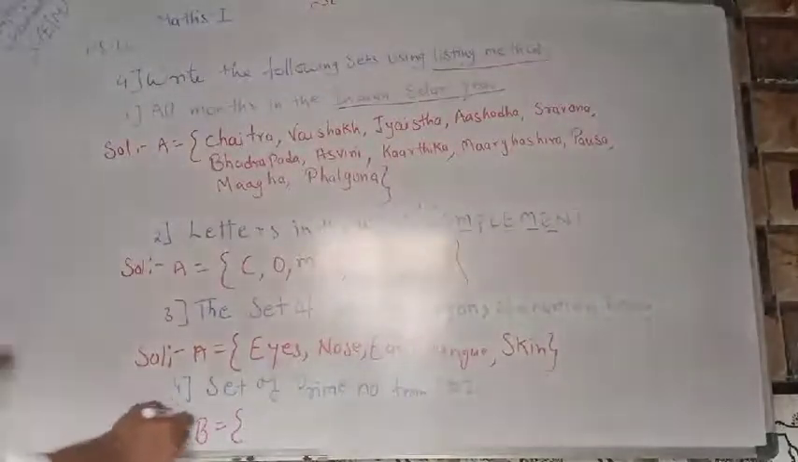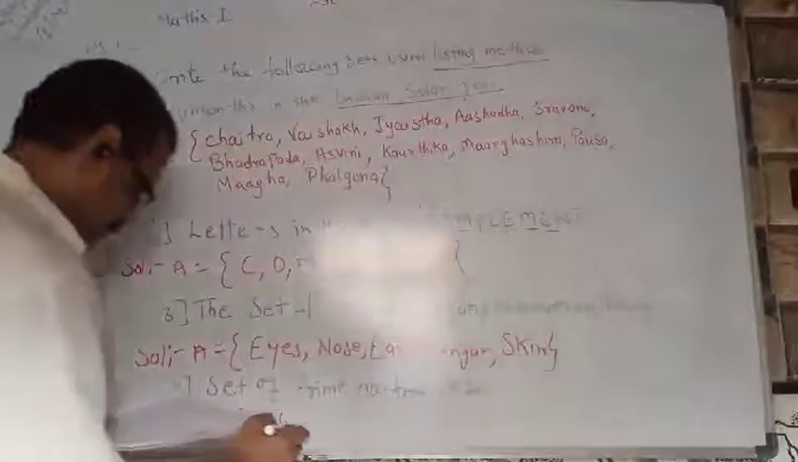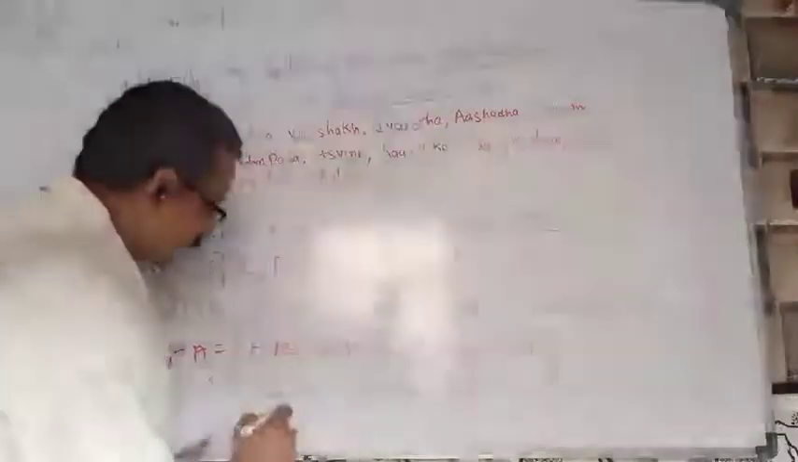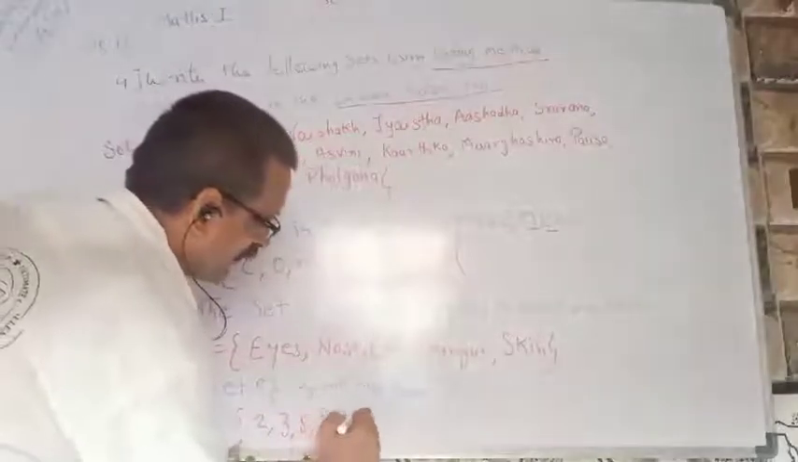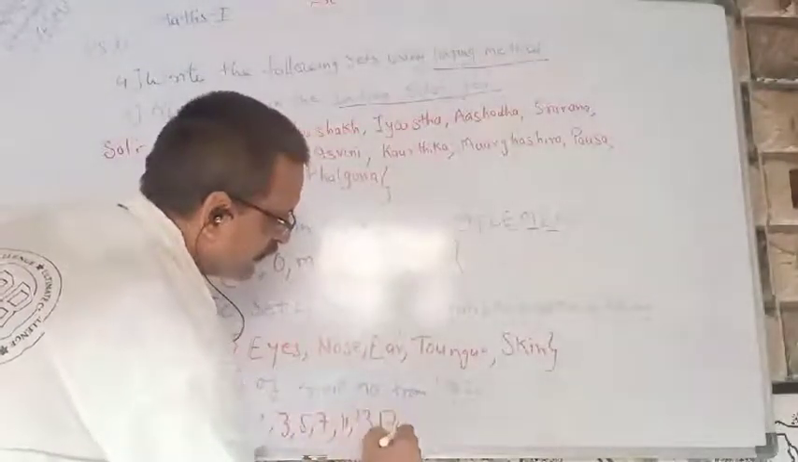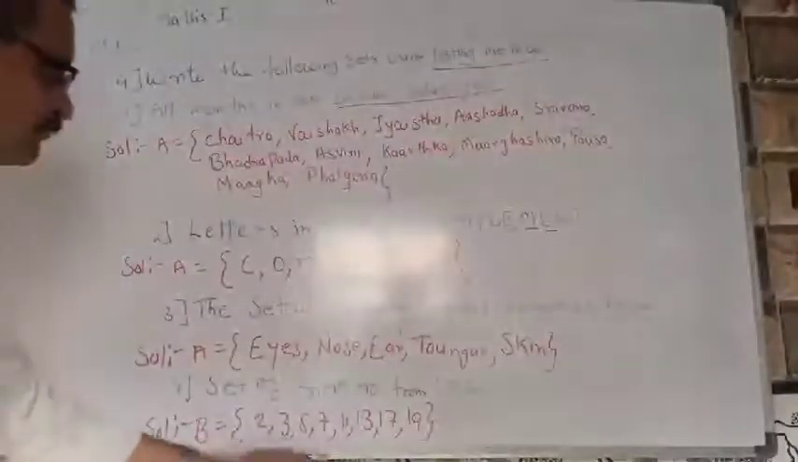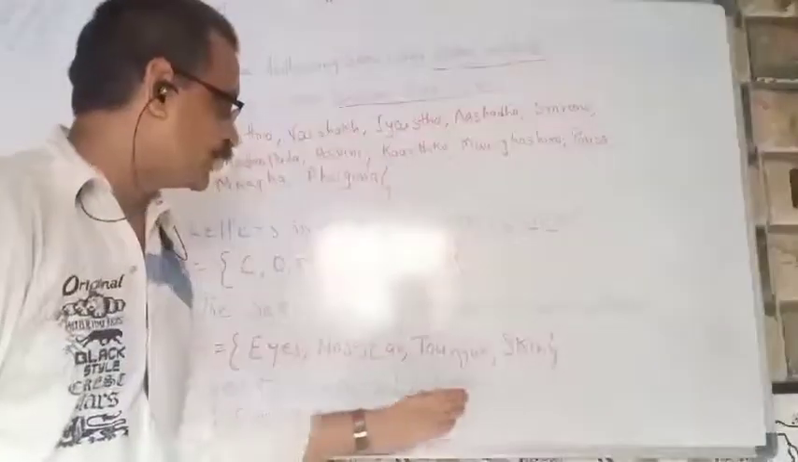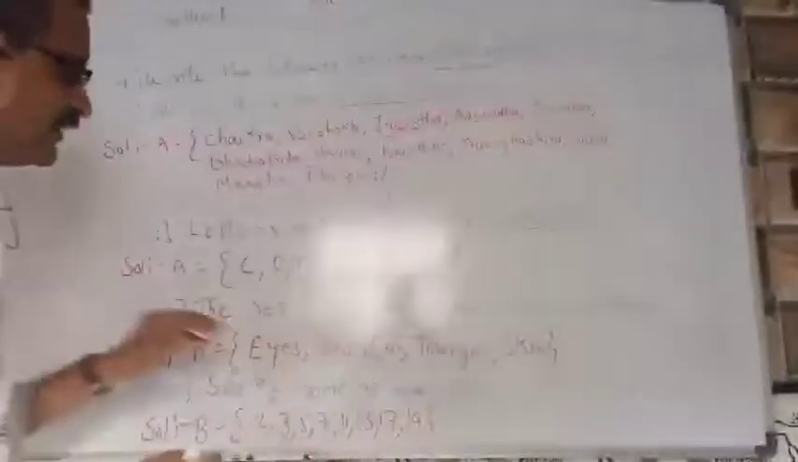Prime numbers are 2, 3, 5, 7, 11, 13, 17, 19. These are the set of prime numbers in between 1 to 20.